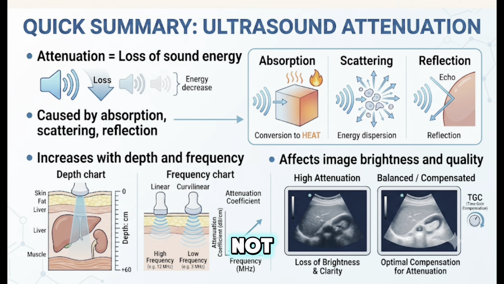So for you to not forget, let's quickly summarize what we have learned for today. First, attenuation is the loss of sound energy. It is mainly caused by absorption, scattering, and reflection. This increases with depth and frequency, and it affects image brightness and quality.